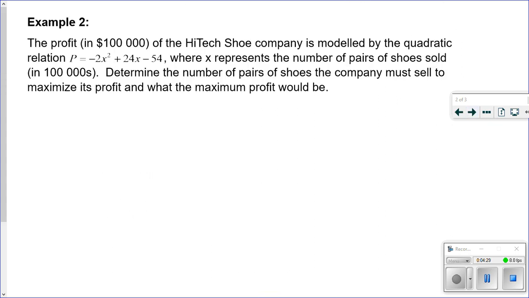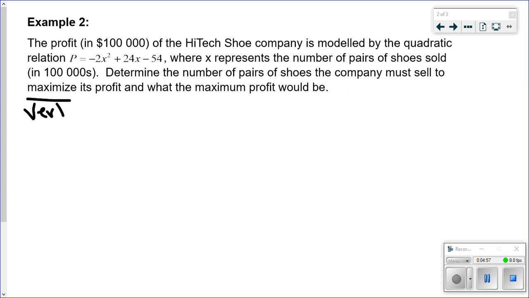Now, some of these questions we have seen before. I want you to do them anyways because you may have approached them one way before, but there might be an easier way you have since learned to do it. For example, this question we could actually solve in two different ways. The profit of a high-tech shoe company is modeled by the quadratic relation, where x is the number of shoes. Determine the pairs of shoes the company must sell to maximize its profit, and what the maximum profit would be.